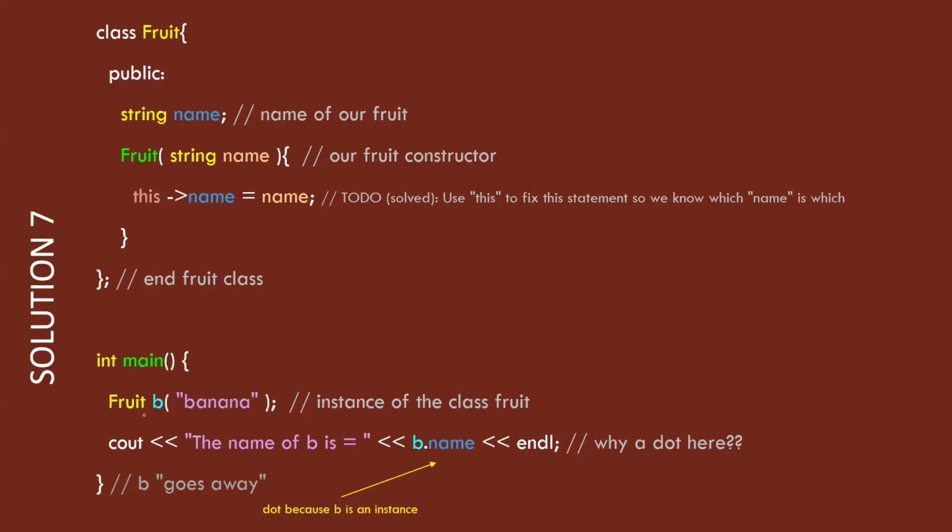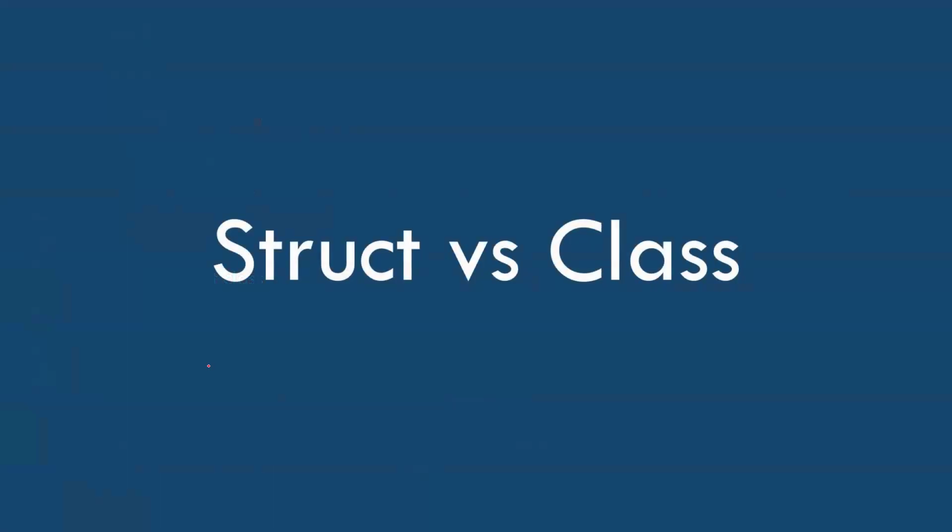Yep. So in here, a dot because B is an instance, right? B is just an instance. There's no star over here and no new or anything. Okay. All right, last one.